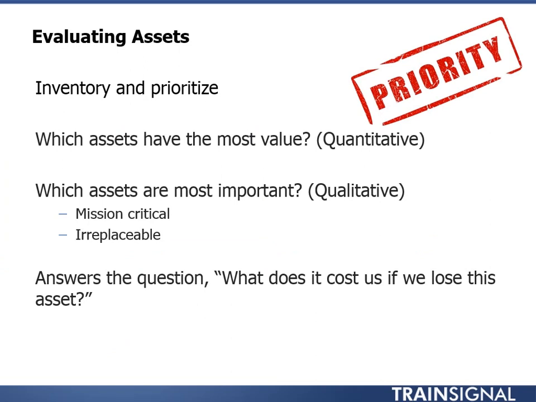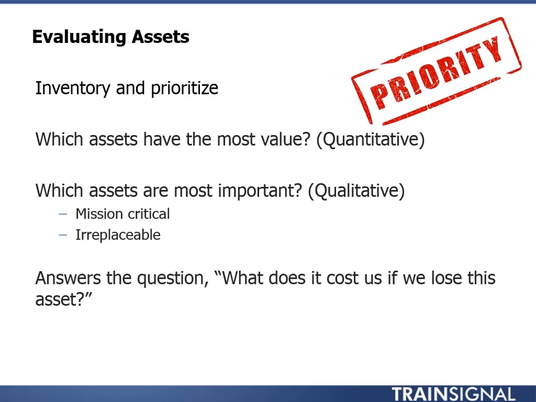Quantitative is assigning a dollar value to an asset. It's determining what the company loses if the confidentiality, integrity, or availability of that asset are compromised. Qualitative is easier to assess. Quantitative actually requires math and numbers and facts.